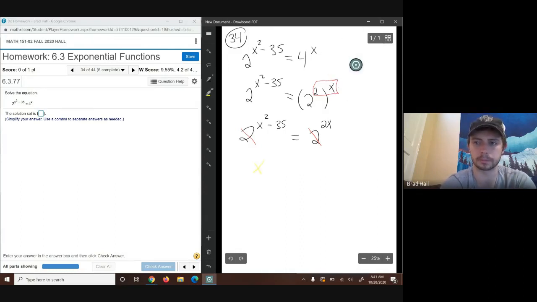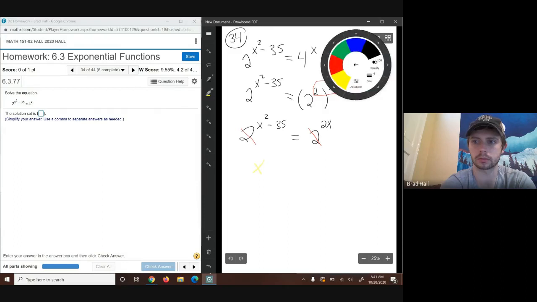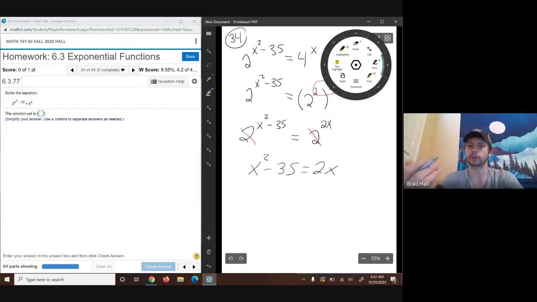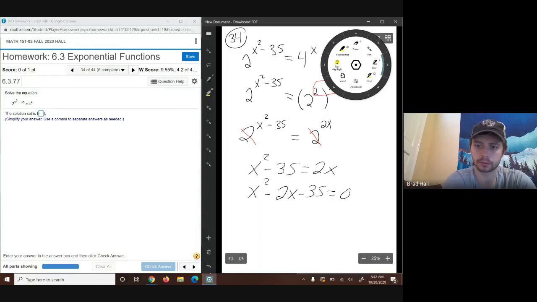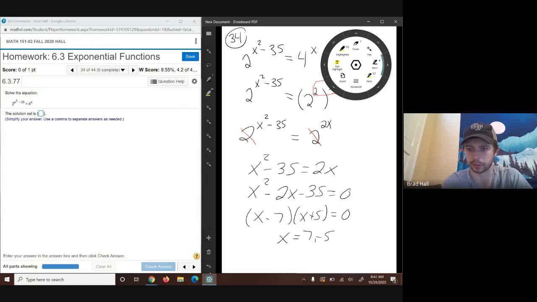Oops, sorry. So that's x squared minus 35 is equal to 2x. And you might notice that's a quadratic. So we have to solve this quadratic real fast. So x squared minus 2x minus 35 is equal to 0, which factors, and x is equal to 7 and negative 5. So those would be our two answers here.